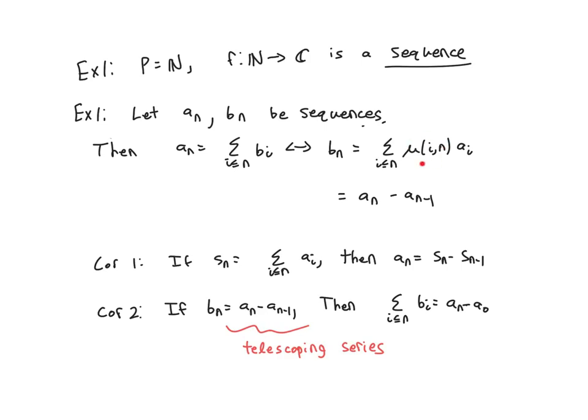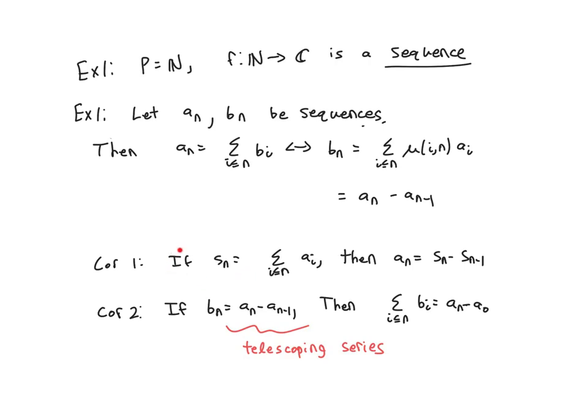However, we've computed these values before. They're 1 when i is equal to n, and they're negative 1 when i is 1 less than n, so n minus 1, and otherwise they're 0. So this summation actually has two terms. And so here we're saying a_n is this summation, if and only if b_n is this difference.